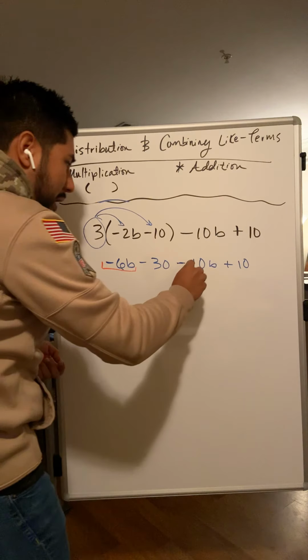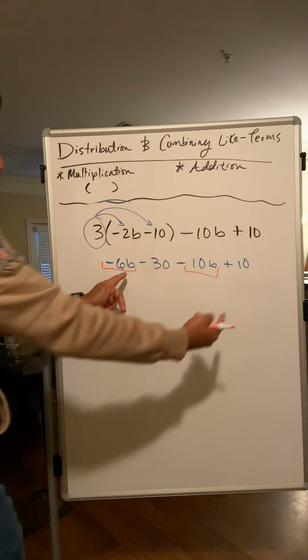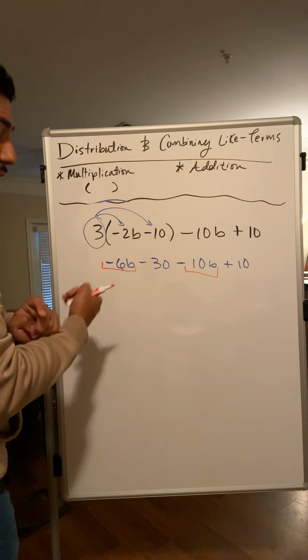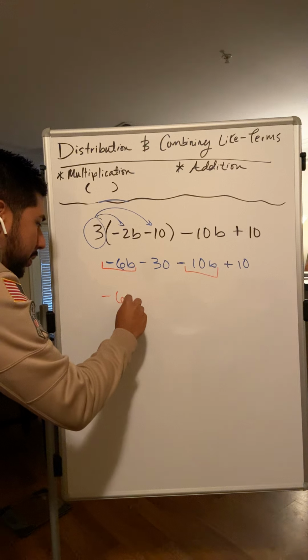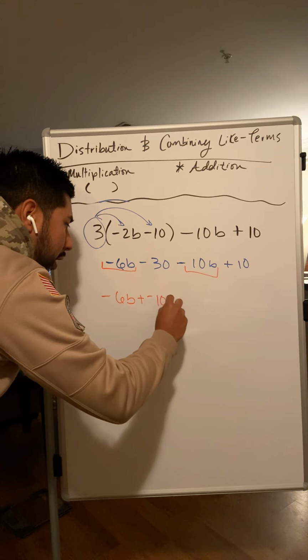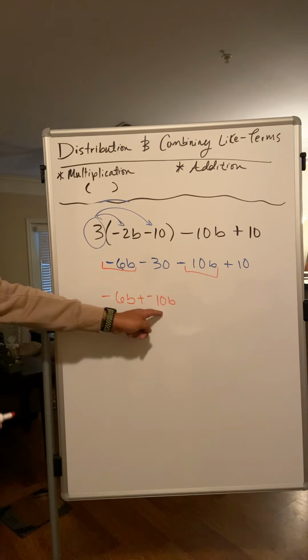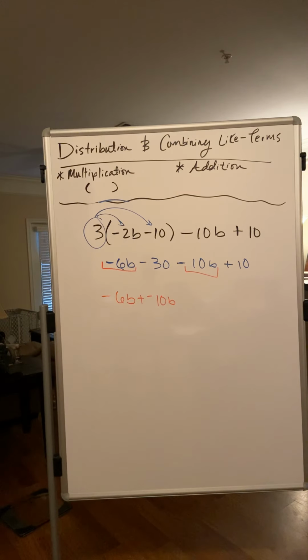If you got this right, boom, give yourself a little pat on the back. Why am I adding those two? Because they both have the b. Let's put that together. I got negative 6b plus negative 10b. Sir, why am I doing this negative? Because that minus sign makes that number negative. Please don't forget that.